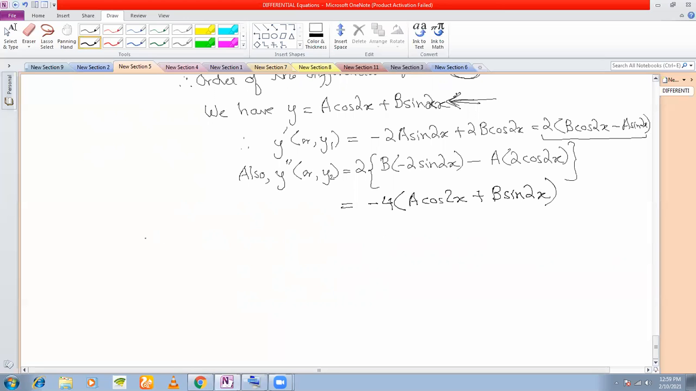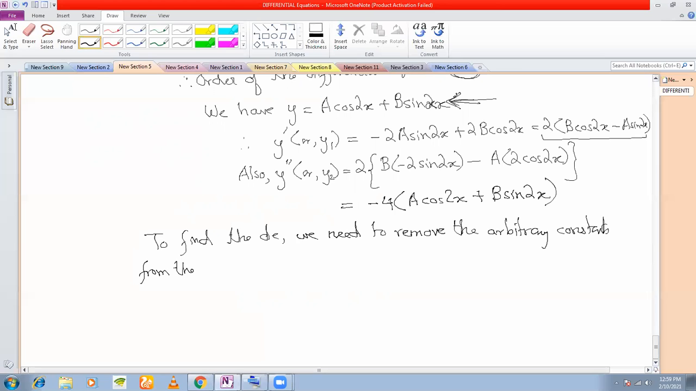Right? Now remember, to find the differential equation, we need to remove the arbitrary constants from the general solution. This is very important. Take note of this. We need to remove the arbitrary constants from the general solution. Because we have differentiated twice, in order to remove the arbitrary constants, we need to remove a and b, right?